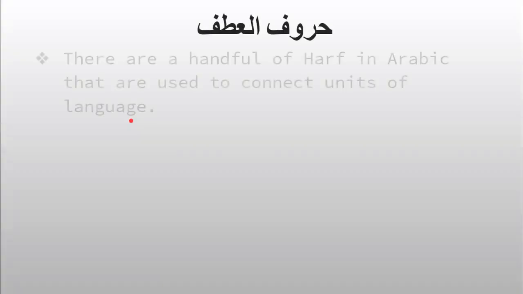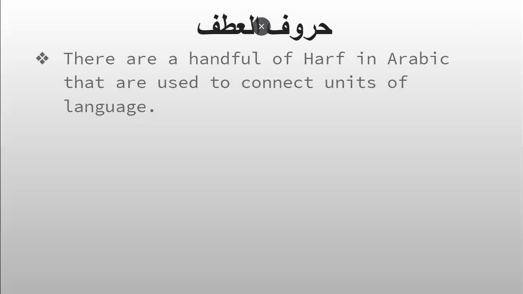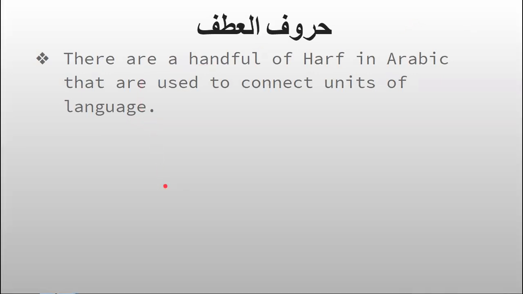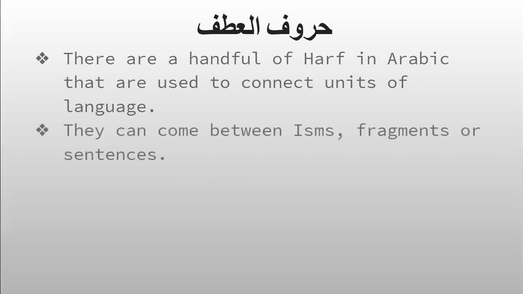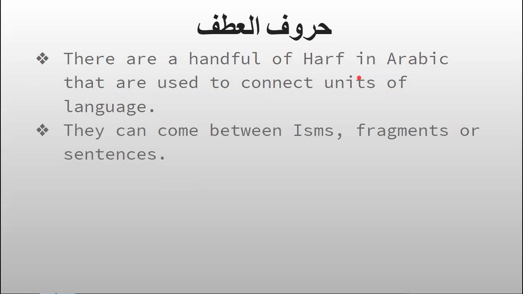There are only a few words used as a connector in Arabic, okay? And one of them is waw, and we're going to stick to the class about the waw, not anything else. So waw can be used to connect between ism, fragment, or sentence. It can connect anything, okay?